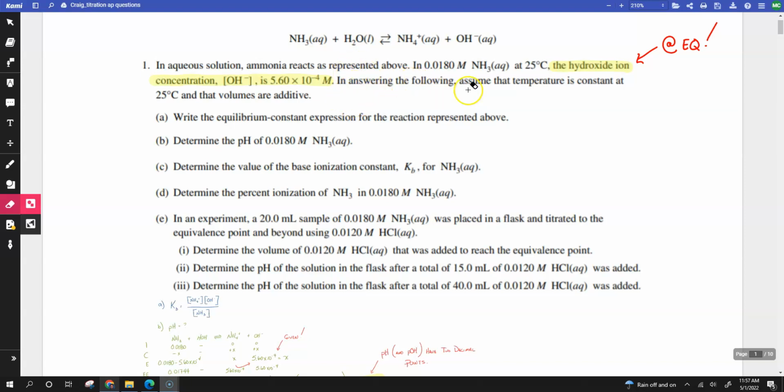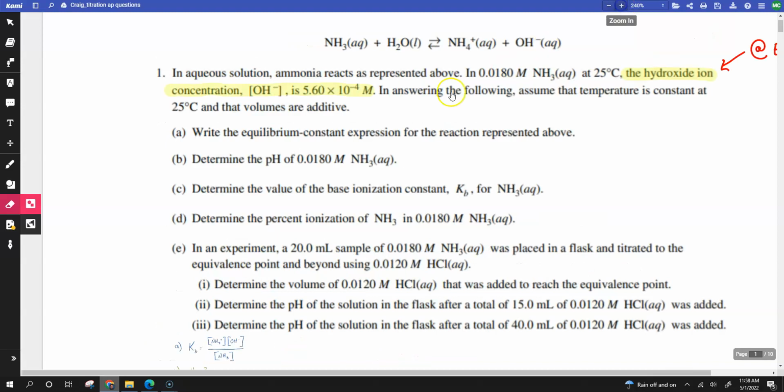And answer the following, assuming the temperature is constant at 25 degrees and that the volumes are additive. So we know that the volumes are going to be additive because this is a titration problem. So A says, write the equilibrium constant expression for the reaction represented above. We have our reactants on this side. We have our products over here. We also have water, so make sure that you're aware that water's in the picture here.